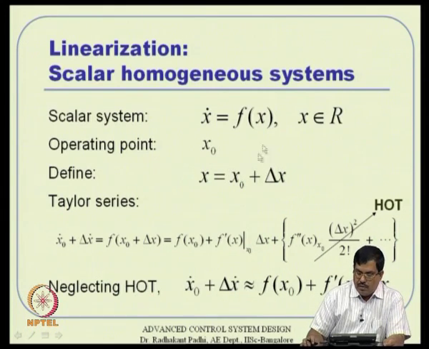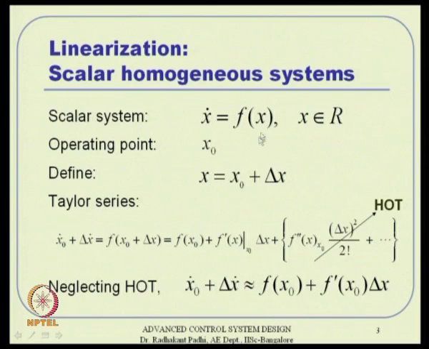Obviously, if you substitute x 0 plus delta x, there is a term f of x 0 plus delta x here. When we see a term like x 0 plus delta x, we intend to expand it using a Taylor series. So, what are we doing here? We are substituting this expression back in there. The left hand side is nothing but x 0 dot plus delta x dot, and that is equal to f of x 0 plus delta x, which we are expanding using a Taylor series.